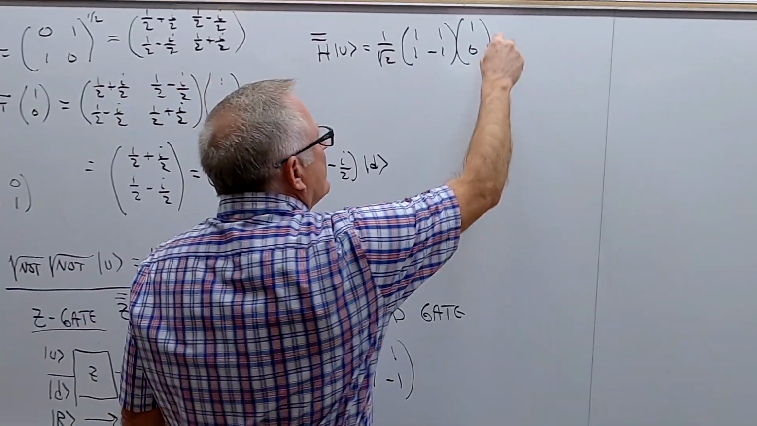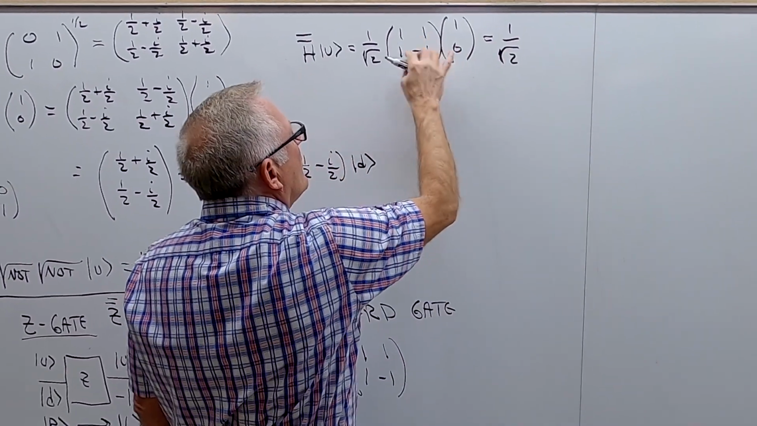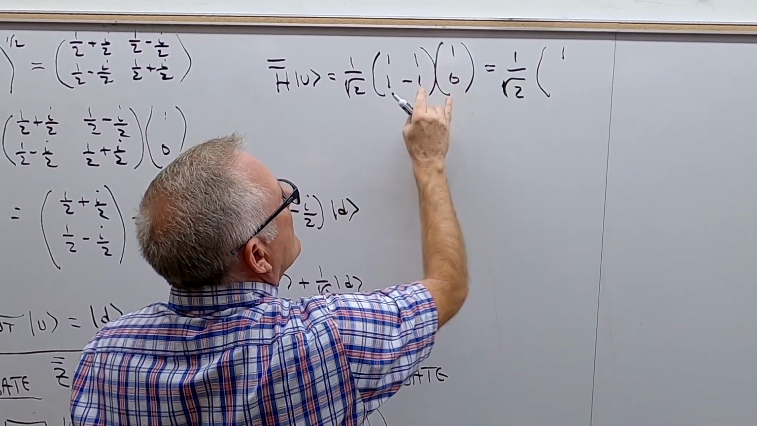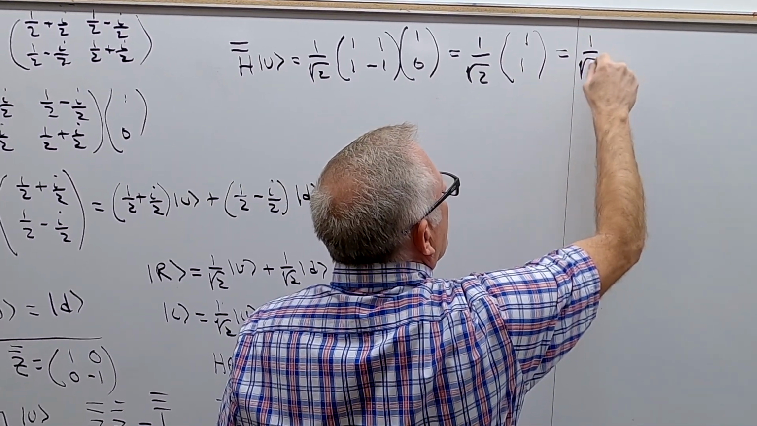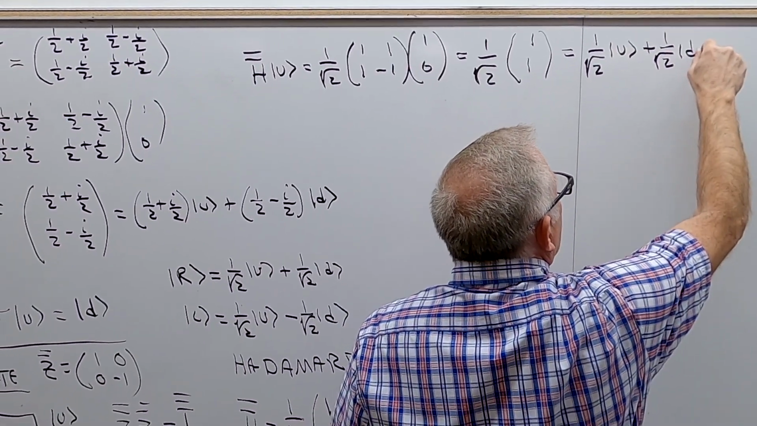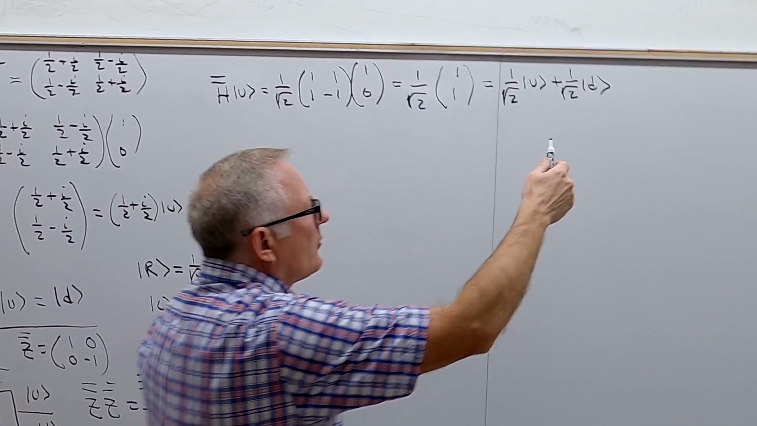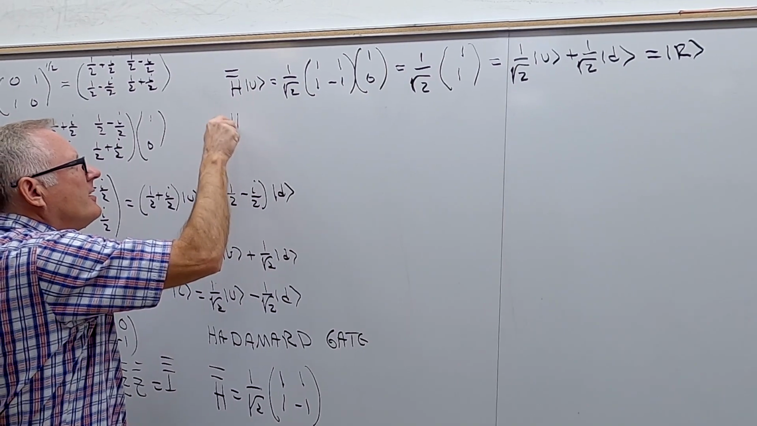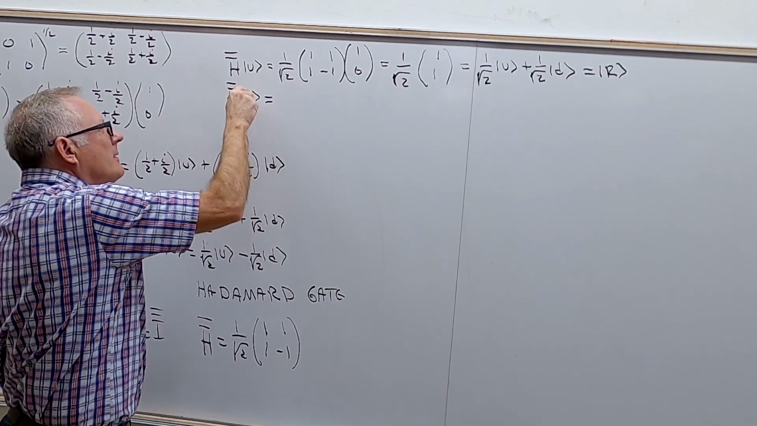Well, what does that give me? That gives me 1 over the square root of 2. And then we get 1 plus 0, that's 1. 1 plus 0, that's 1. So this is 1 over the square root of 2 up plus 1 over the square root of 2 down, which is my right. So operating H on up gives me the right. Operating H on left, which is down, gives me the left.